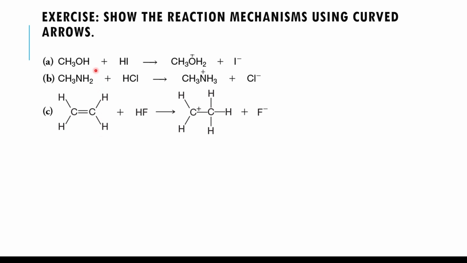The first one, we have methyl alcohol reacting with hydrogen iodide, and the alcohol is protonated, and we have an iodide anion here. So after describing what happened in the reaction, we can write the reaction mechanism.